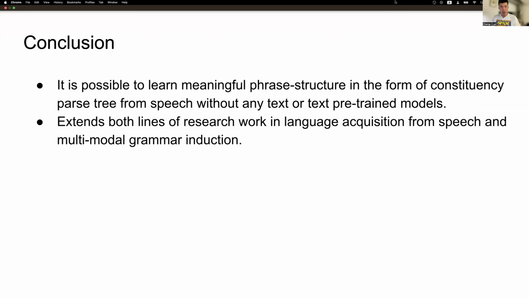To conclude our talk, the key takeaway of this work is that it is possible to learn meaningful phrase structure in the form of constituency parse trees from speech without any text or text pre-trained model. The further implication is that we extend both lines of research work, language acquisition from speech and multimodal grammar induction. Thank you very much.